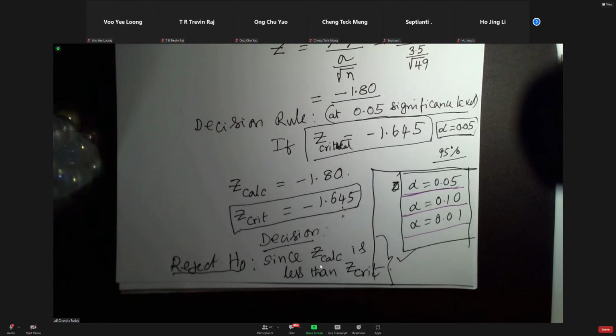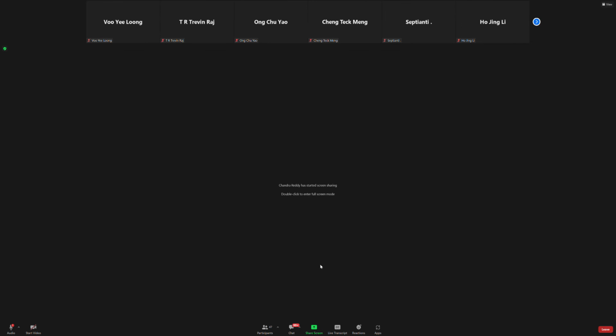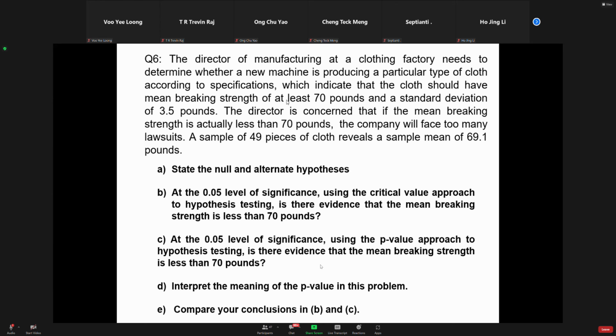Okay, so then we move on to part B. Part B we have done. Next, part C. Part C is asking you, at the 0.05 level of significance, to use the probability value, the p-value approach to hypothesis testing. Is there evidence that the mean breaking strength is less than 70 pounds?